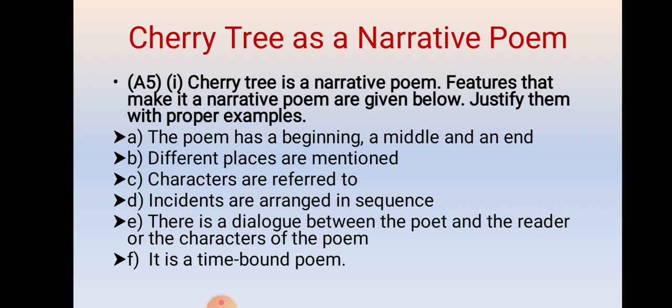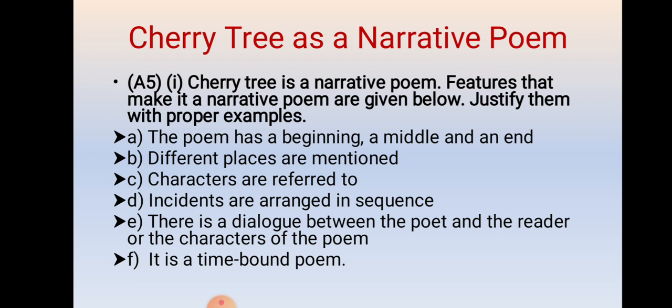So here you can see the sequence of events: first of all, the poet planted some seeds. He sowed some seeds in the soil. Then he had a sapling, a plant, and then the tree grew and it became a very large tree, a big cherry tree, fully ripened with fruits and blossoms. And the poet enjoyed its beauty. So, this is the sequence of incidents.